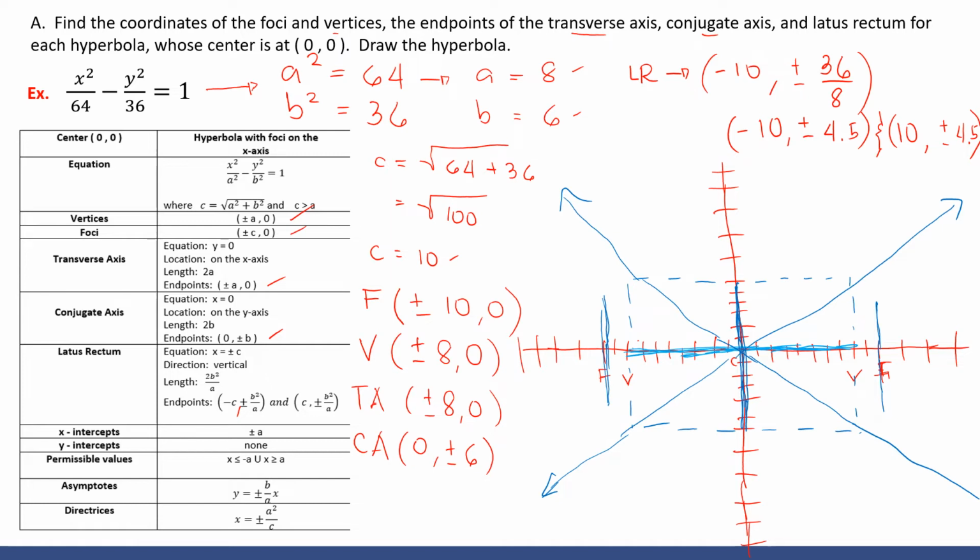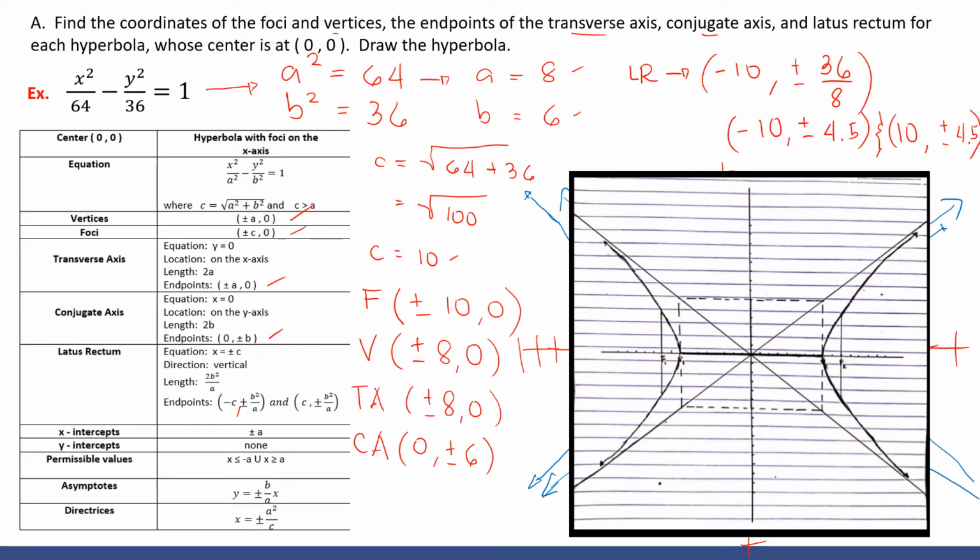At syempre pa, from the vertex, draw a smooth curve to make a parabola on this side. At sabi natin kanina, you are getting closer and closer to your asymptote. Pero, hindi natin siya pwedeng ma-meet. Sa kabilang side, eto. Okay. Sa kabila naman, eto. At syempre pa, tapos na ang ating graph ng ellipse.